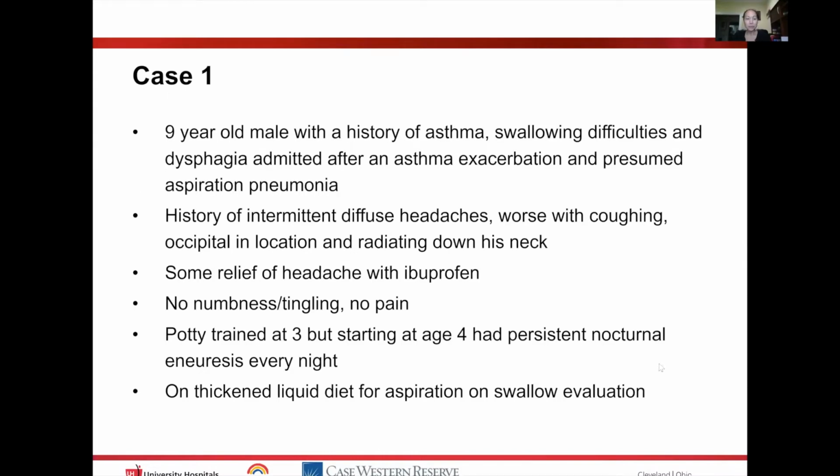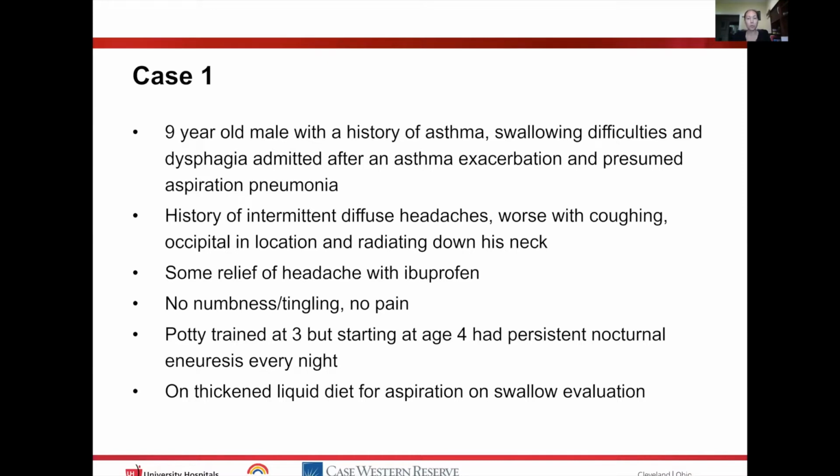So I wanted to start this with a case. This was a 9-year-old male who had a history of asthma, swallowing difficulties, and dysphagia. He was admitted after an asthma exacerbation and had a presumed aspiration pneumonia. And he had this kind of vague history of diffuse intermittent headaches. They were worse with coughing. They were always in the occipital region. They were always radiating down his neck. He only got some relief with ibuprofen. He had no other numbness, tingling, or pain.